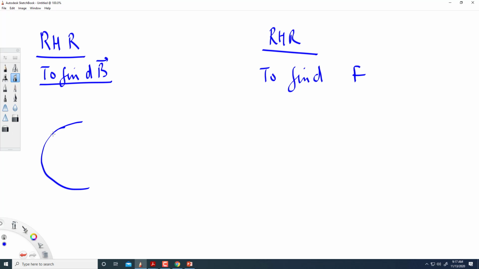Okay, so how do we use that for B? Let's say we have some current. In this case, you point your thumb towards the direction of current, and then wrap your fingers around the loop, and whichever way the fingers are pointing, that would be the direction of magnetic field. So thumb points the direction of I, and fingers would be pointing along the direction of B. That's what we saw last time.